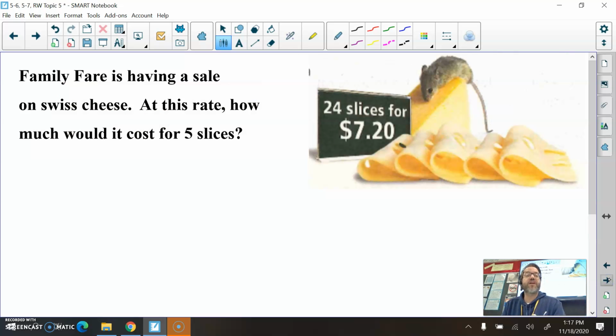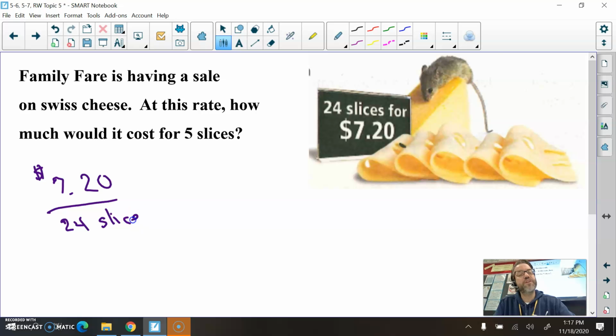Family Fare is having a sale on Swiss cheese. At this rate, how much would it cost for 5 slices? Well, if you look over here at this picture, it says 24 slices. You can buy 24 slices for $7.20. As I mentioned yesterday, we always, with money, want to put the money amount in the top of our ratio. So it's $7.20 for 24 slices of Swiss cheese. All right, at this rate, how much would it cost for 5 slices?